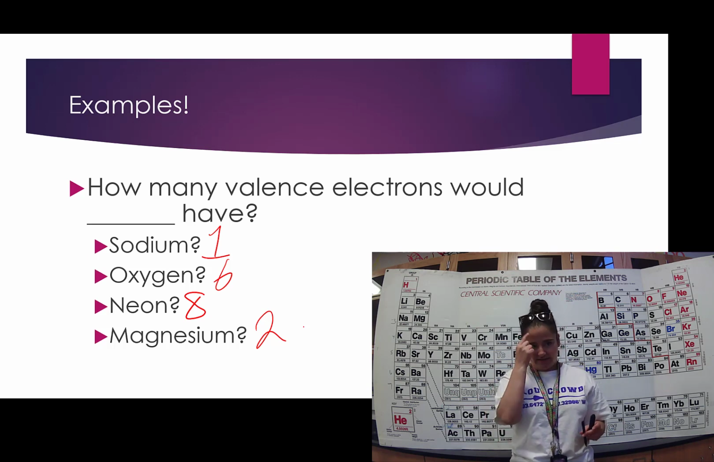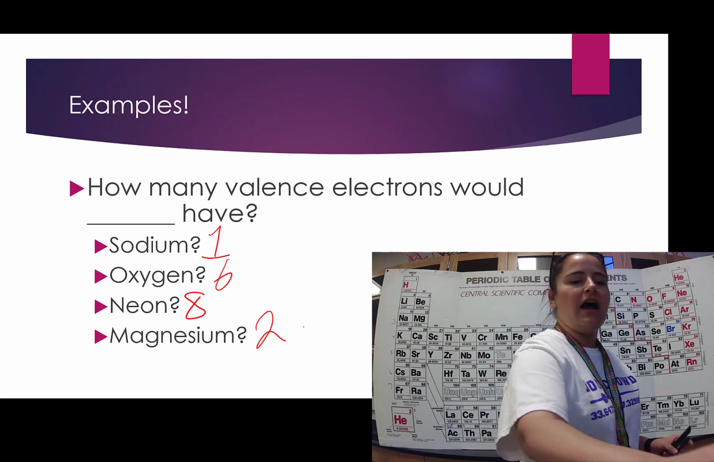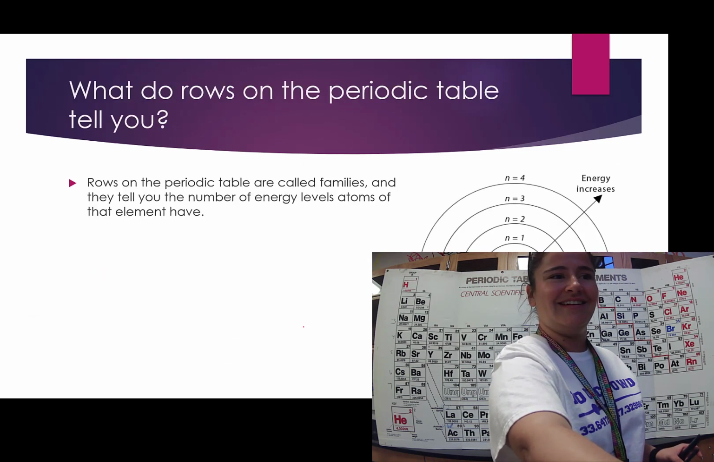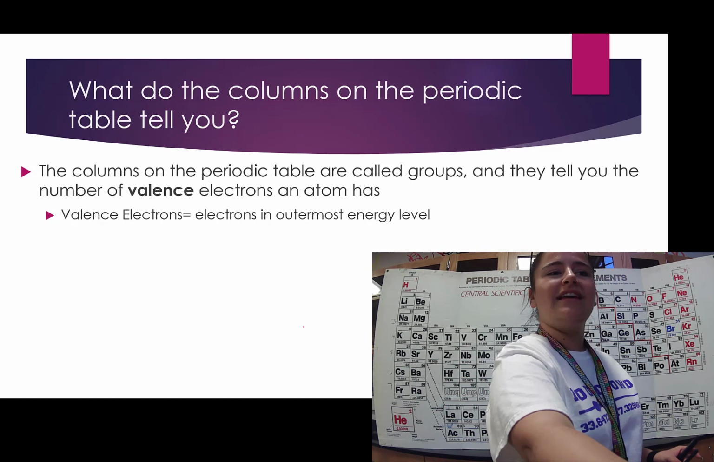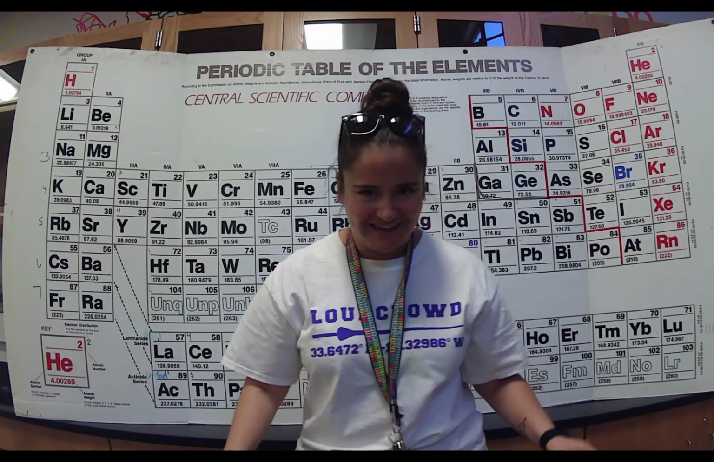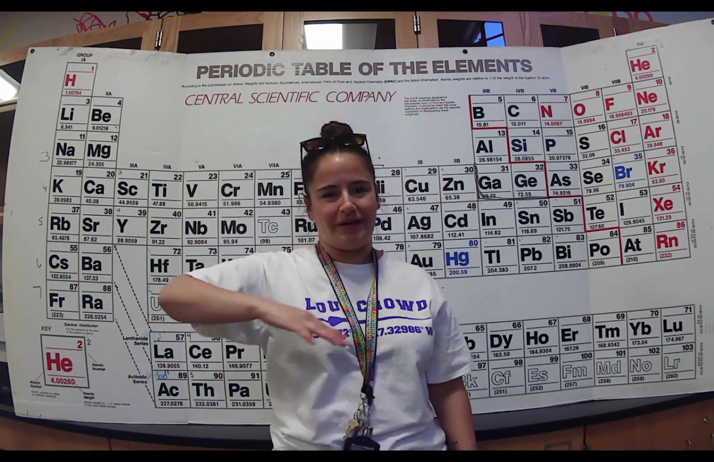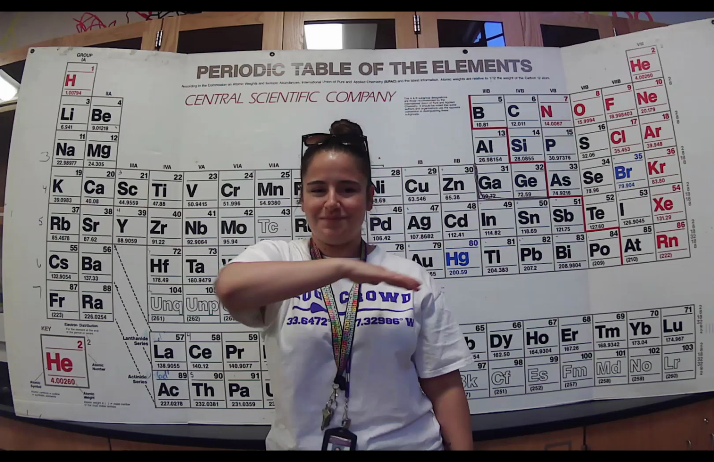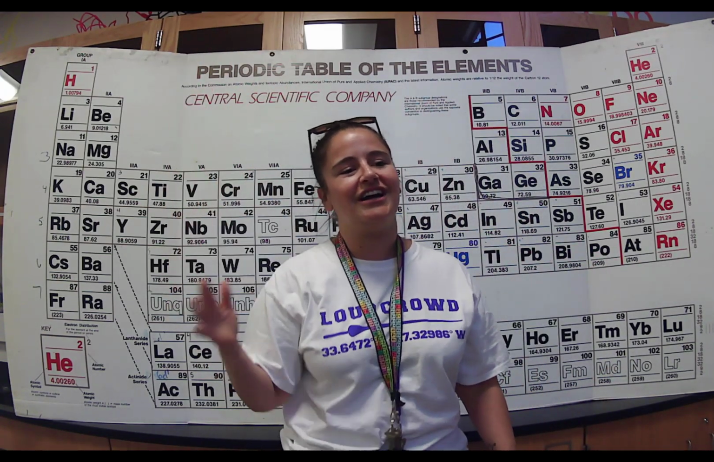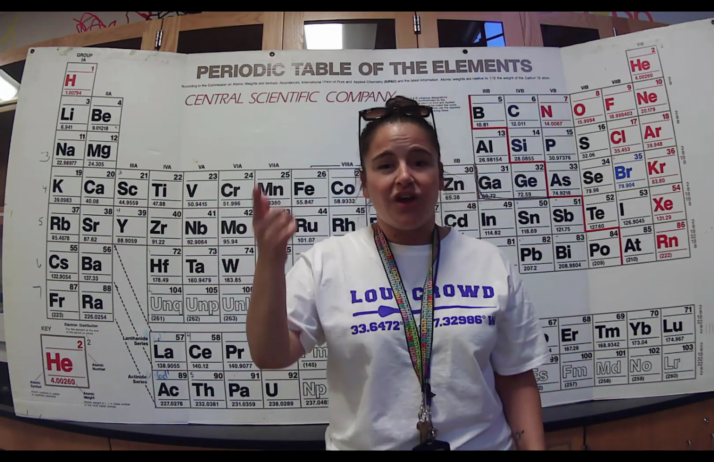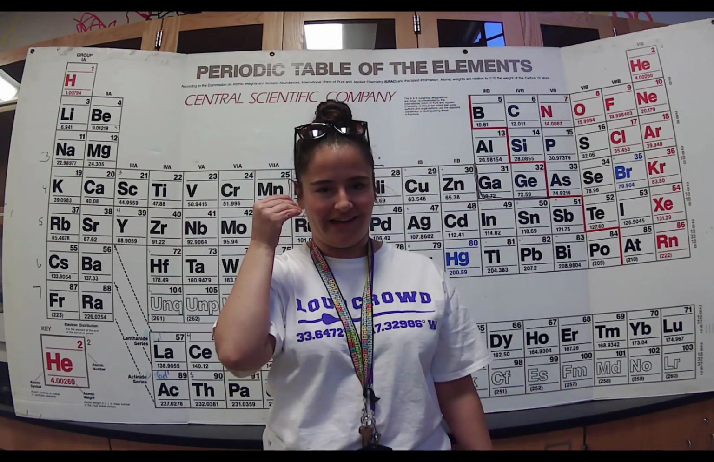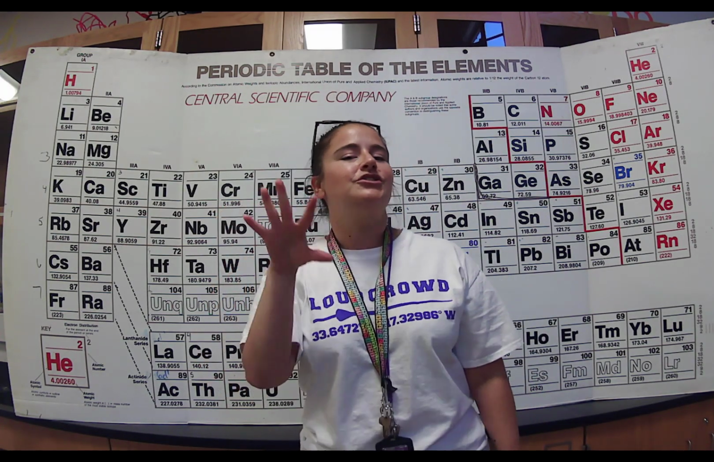Now, in order to get this to sink into your brain, I want us to be able to remember the groups and the periods. So the way that you can remember this is you go groups and periods, groups and periods, and valence electrons and energy levels, and valence electrons and energy levels. Do that dance in your head, say the words out loud, and I promise it'll create a link in your brain and help you remember it.